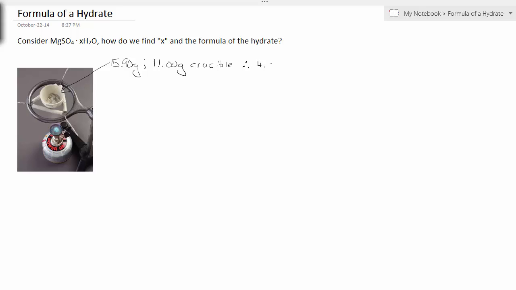The crucible and the solid together have a mass of 15.9 grams. The crucible has a mass of 11 grams, which therefore means that there's 4.90 grams of magnesium sulfate·xH2O. So we don't know what x is. Alright, so after it's been heated, the mass of the crucible and the leftover solid is 13.44 grams.